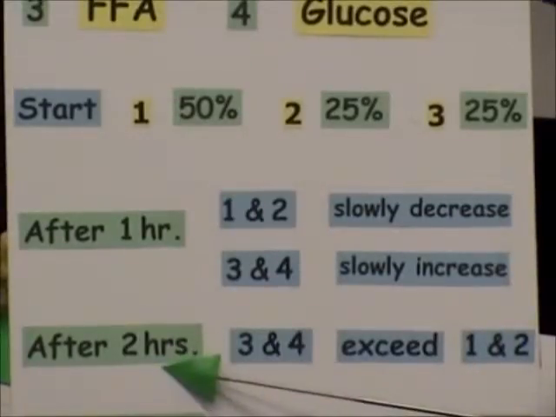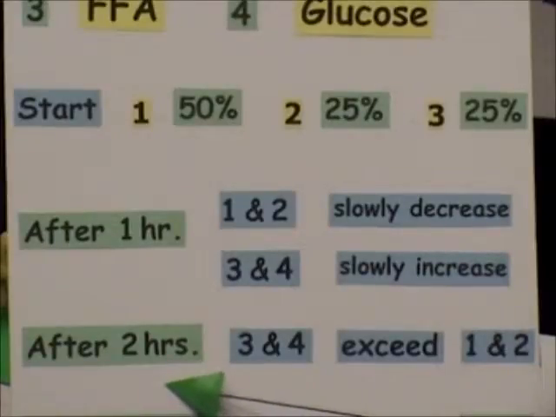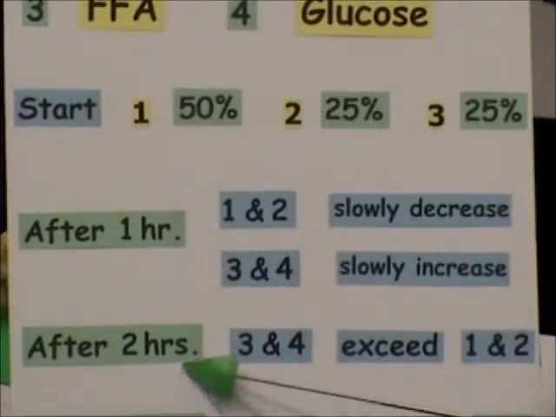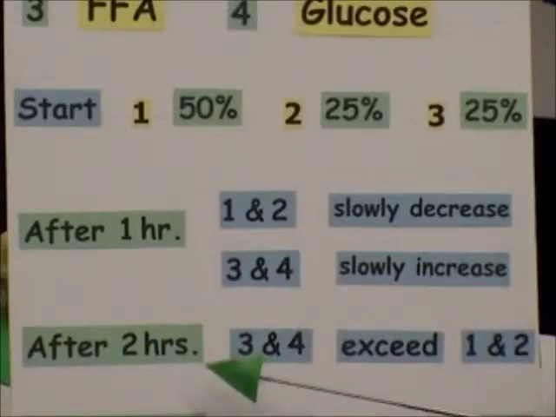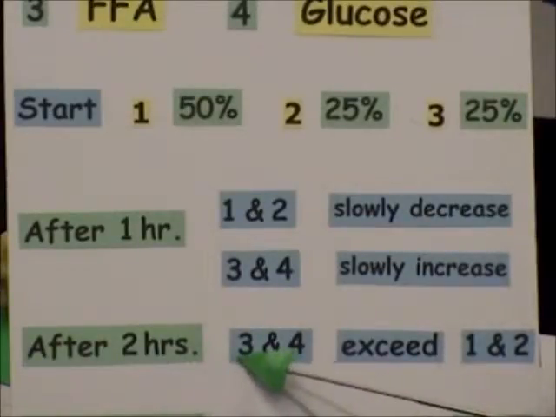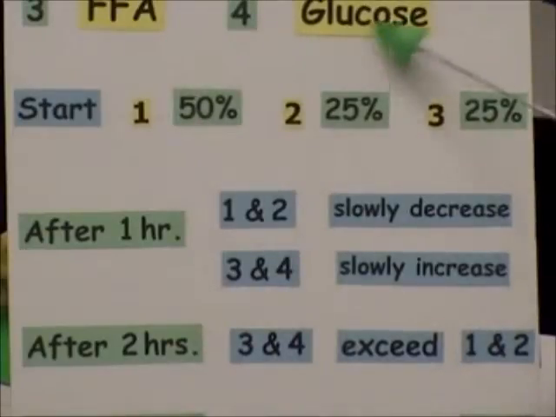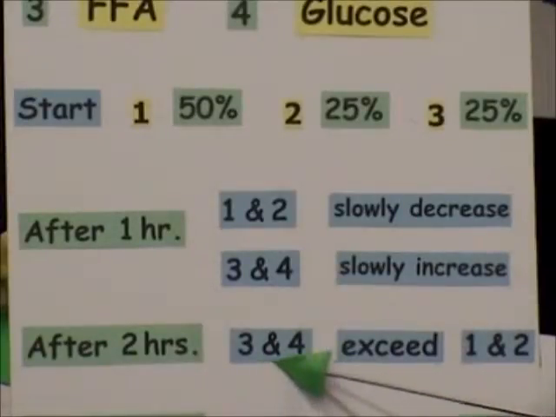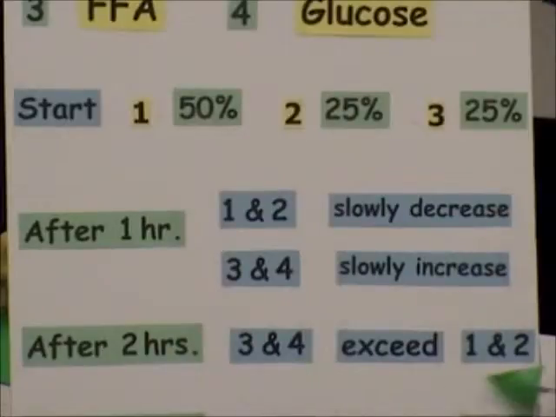Now, after 2 hours, if you can stand 2 hours, try to take a break. Let's say you're a marathon runner. You're going to at least have to run for 2 hours. No one's ever run a marathon in less than 2 hours. So now 3 and 4, meaning the free fatty acids and the glucose, are exceeding the muscle glycogen and muscle fats. So now you're starting to tap into those sources. They're exceeding the initial sources when we started our exercise.